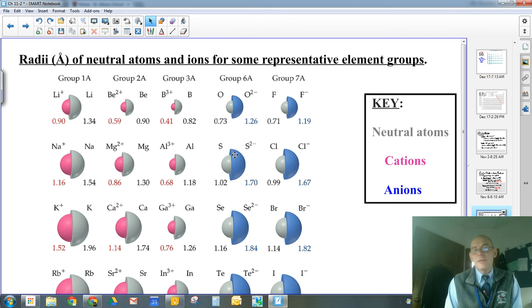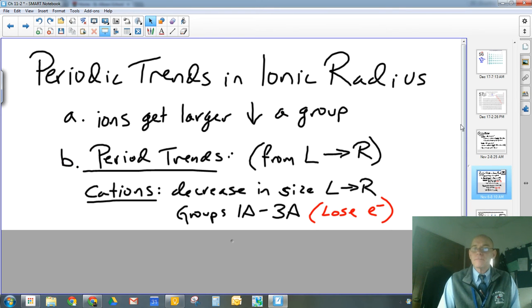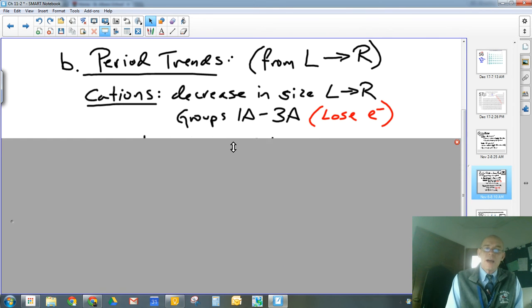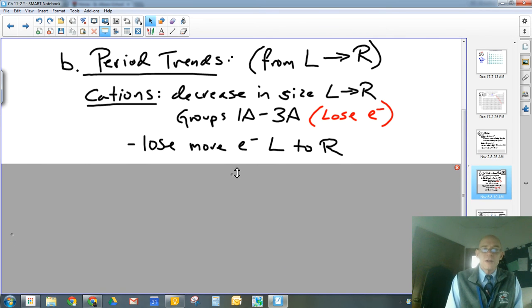But notice what happens to the size of the anion, which is the blue, compared to the gray, which is the neutral atom. The anion gets larger. So the trend in ionic radius is to get smaller with the cations, to get larger again, and then smaller again. And let's talk a little bit about that. So the periodic trend in cations is a decrease in size from +1 to +2 and +3. That's because they lose more electrons from left to right.